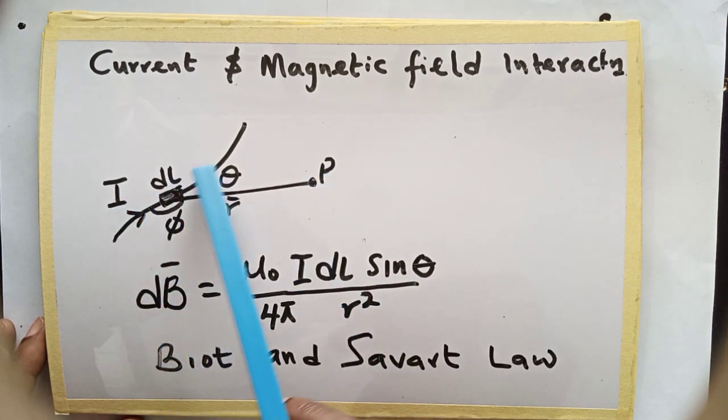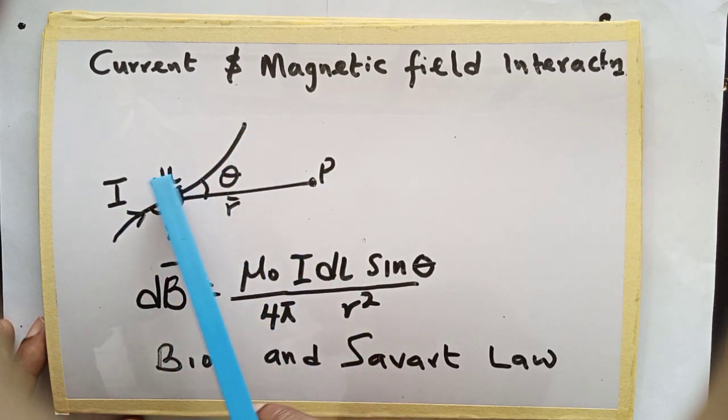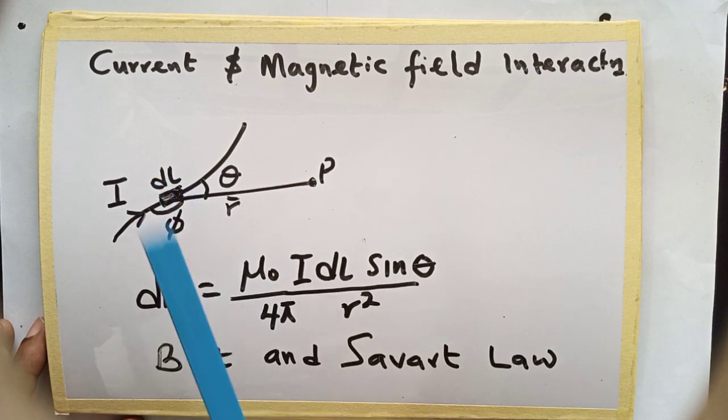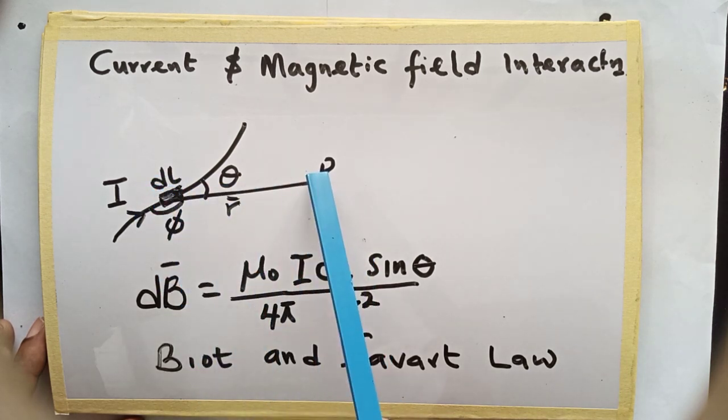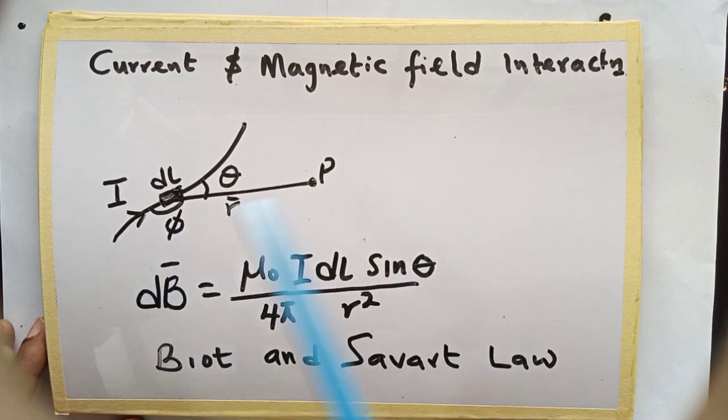The current is flowing through this conductor, and this is the small change in length. The contribution of this small change in length at this point is given by this formula, and this formula is known as the Biot-Savart law. Okay, now what we have is mu naught, the current flowing through it, and the small change in length, sine theta, all over 4 pi r squared, where our r squared is coming from this one.